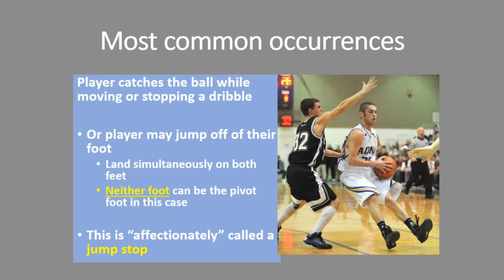Now, this is affectionately called a jump stop. Since neither foot is the pivot foot, you may lift either foot, but once you put them back down, you have committed a traveling violation. Again, this is affectionately called a jump stop, but a jump stop is not stated clearly in the rule book as a jump stop. What can be done is stated by rule.